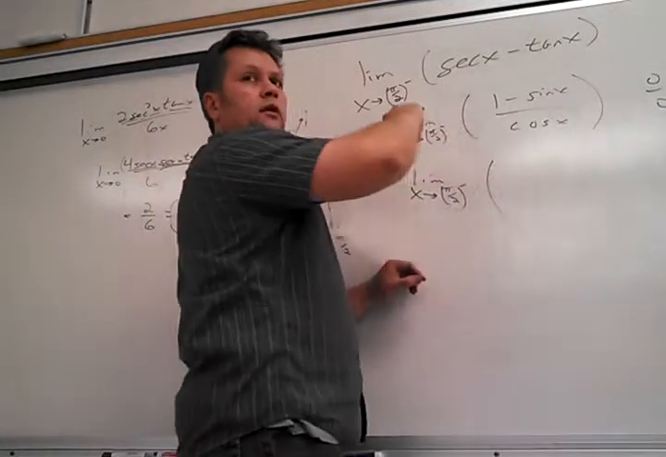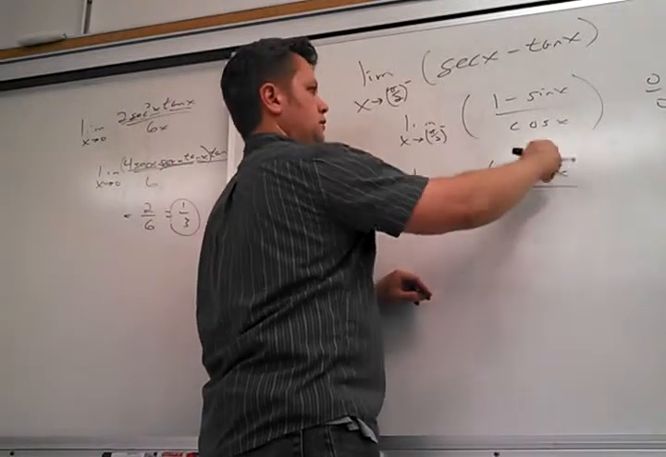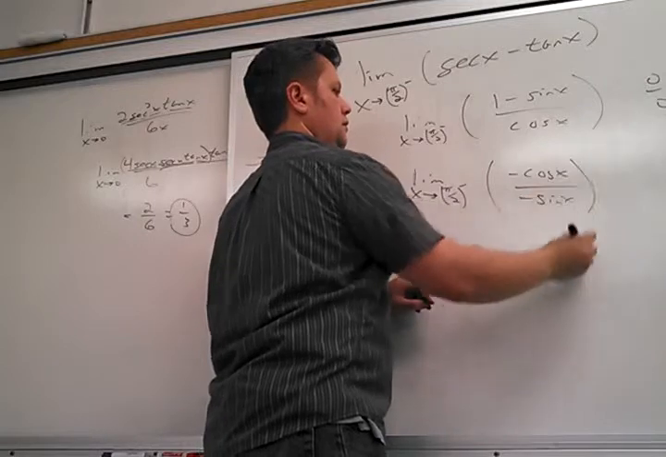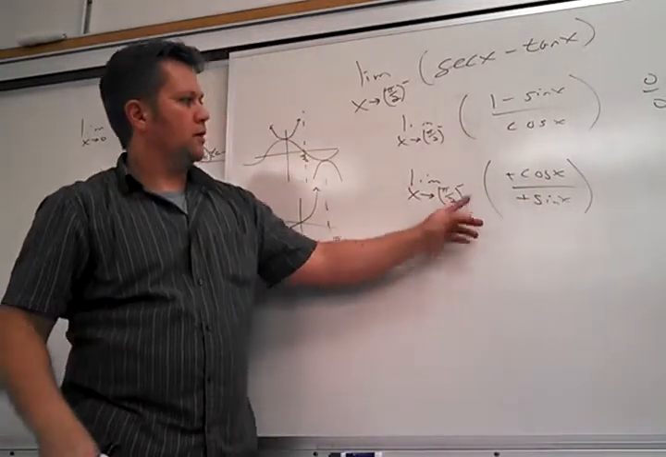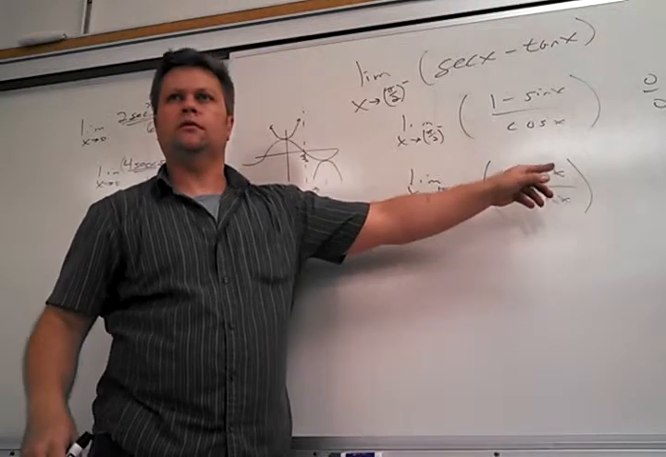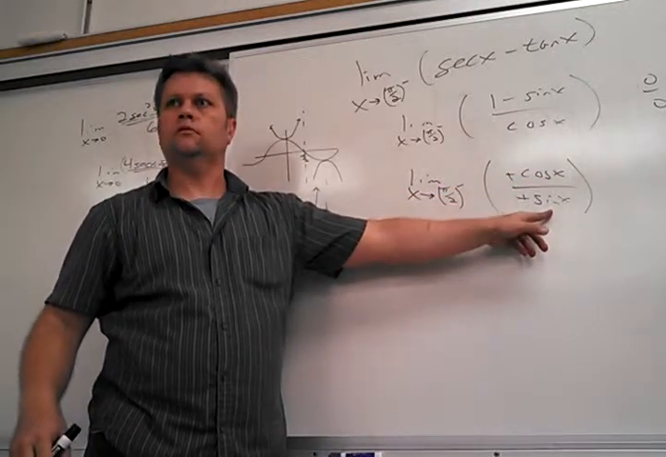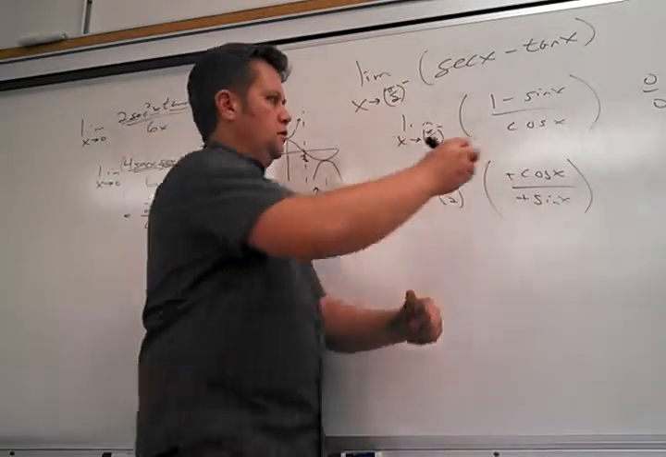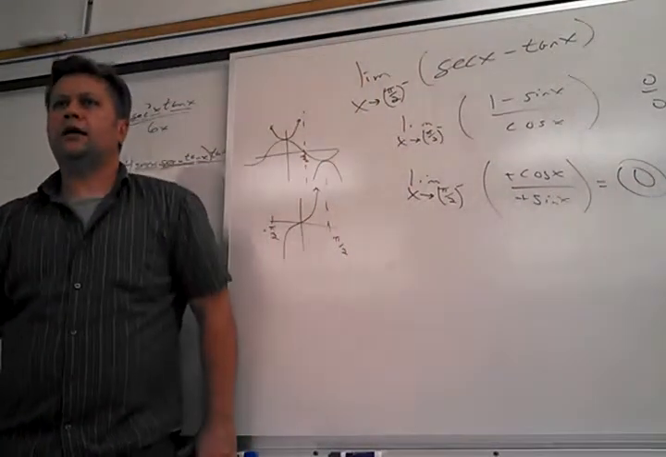The top would be negative cosine, negative sine. And when you plug in pi over 2, is it still indeterminate? No, you get 0 over negative 1. I got negative 1. Oh, the negatives cancel. Oh, yeah, no. We get 0 over 1, so the answer is 0. You're done. So that was one application of L'Hopital's.